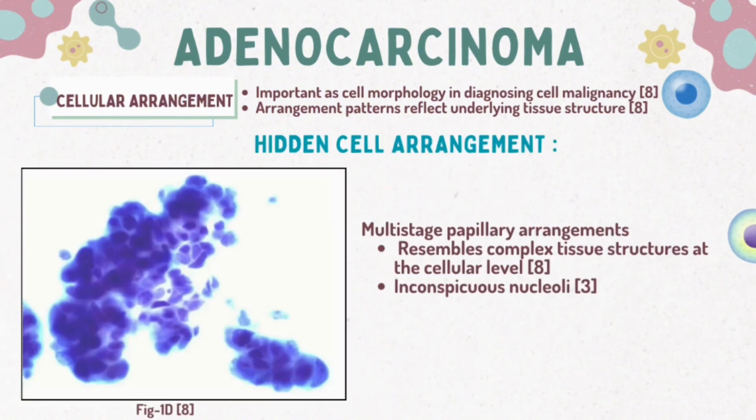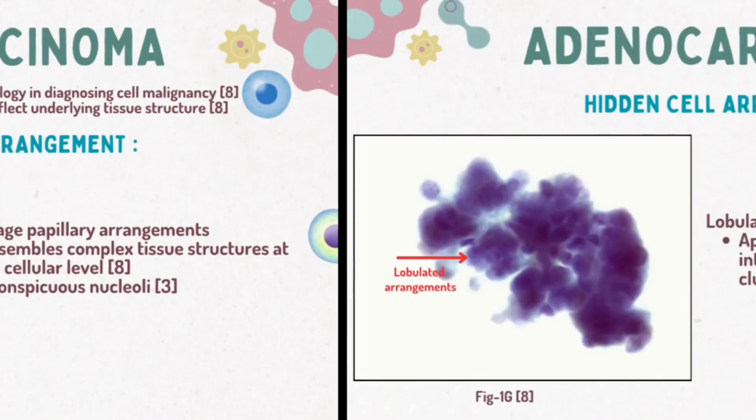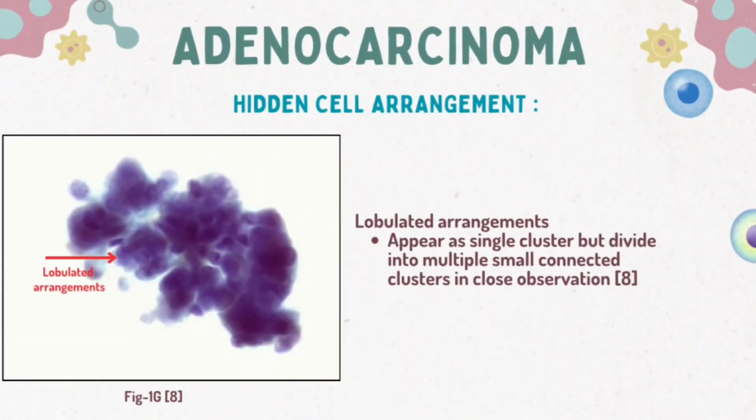First one, as shown in figure 1.d, is multi-stage papillary arrangements. Multi-stage papillary arrangement refers to 3-dimensional bunching or multi-layer cellular clusters that resemble papillary structures seen in histology. This pattern resembles complex tissue structures at the cellular level and serves as an indirect marker of adenocarcinoma. Next hidden cell arrangement term, the lobulated arrangement. It refers to cell clusters that divide into rounded lobules and are often separated by indentations. This arrangement was previously unreported.